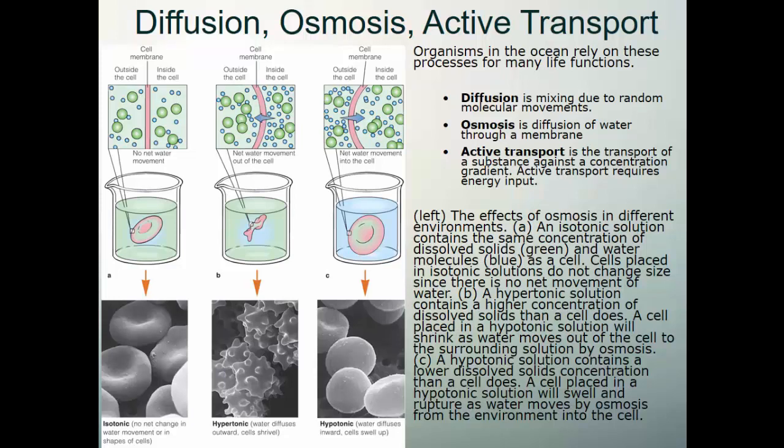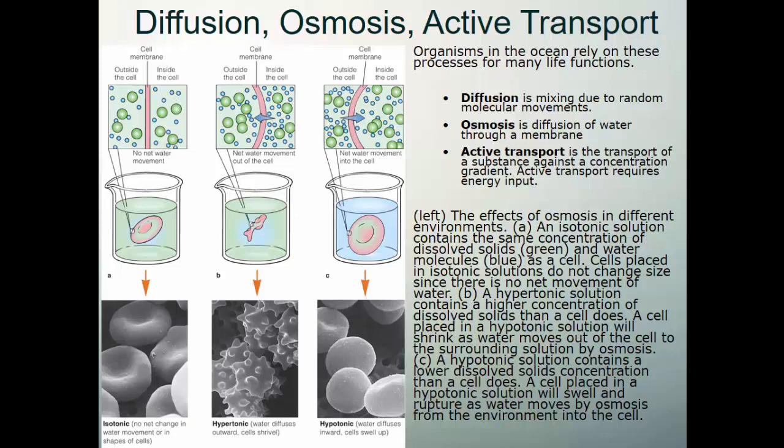Organisms in the ocean rely on these processes for lots of their life functions: diffusion, osmosis, and active transport. So again, diffusion is the mixing due to random molecular movements. Osmosis is diffusion of water through a membrane. And active transport is the transport of a substance against a concentration gradient, requiring an energy input. So to the left, the effects of osmosis in different environments. We talked about isotonic on the previous slide.